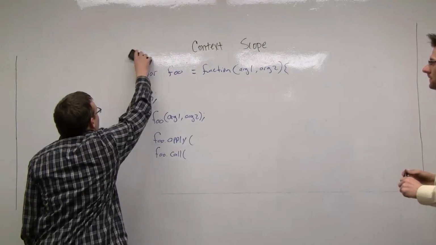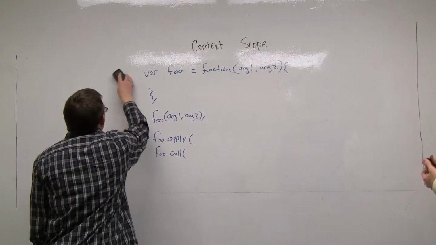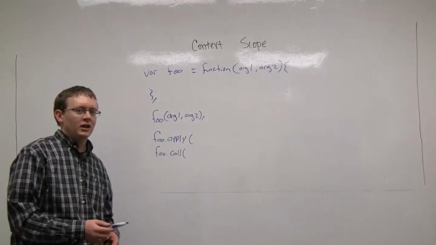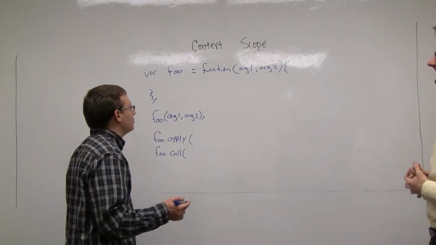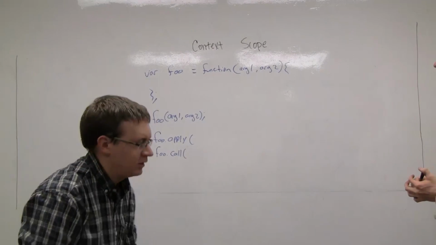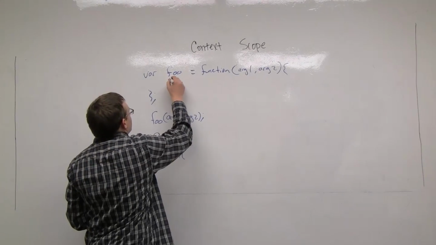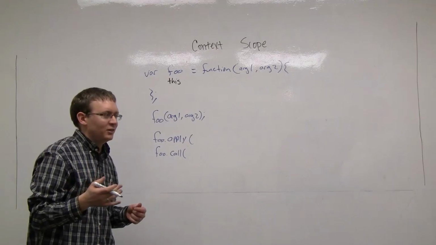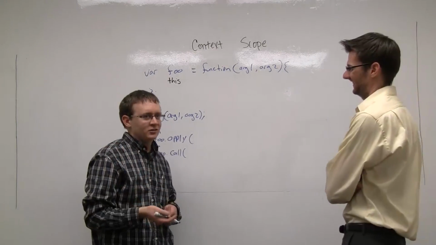Get rid of that. Every function has a context, whether you know it, whether you gave it one or not, it has one. The name of that context is, better use black, this.